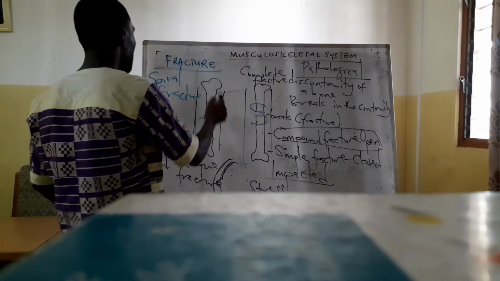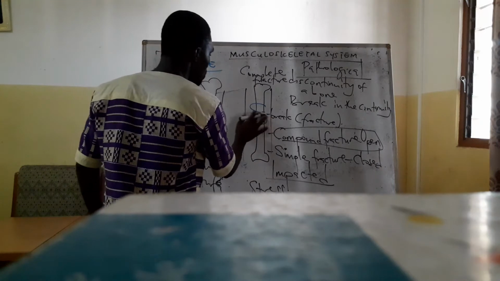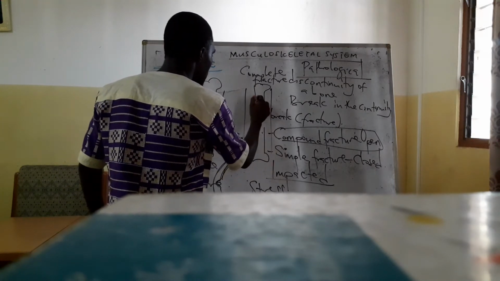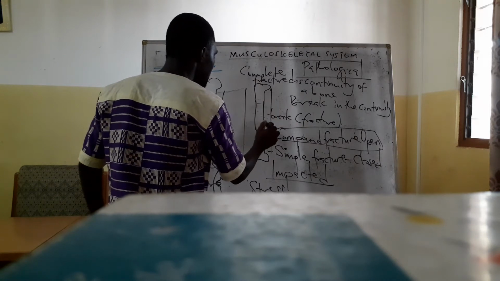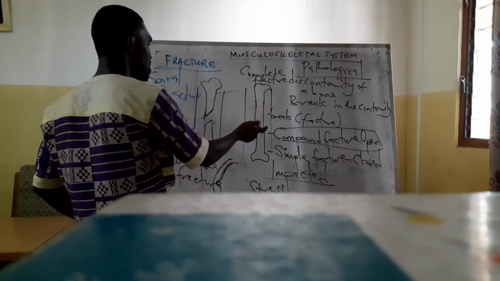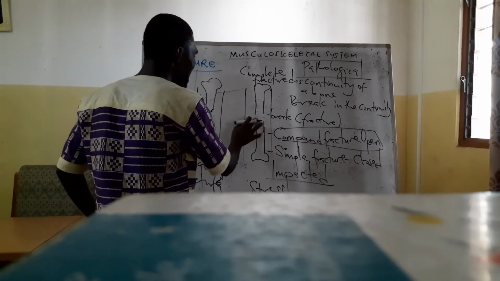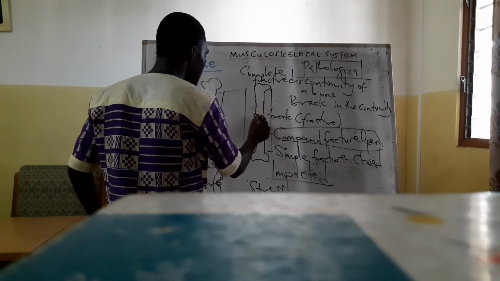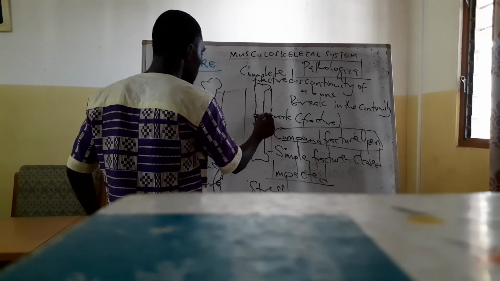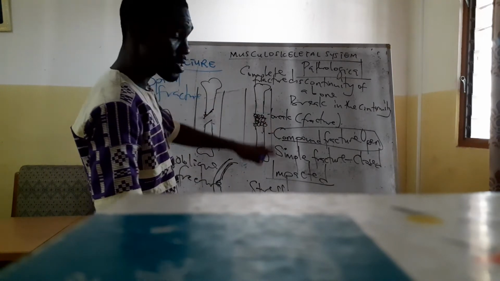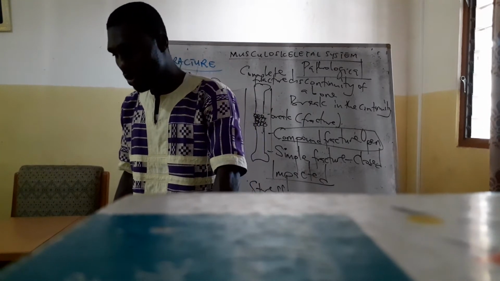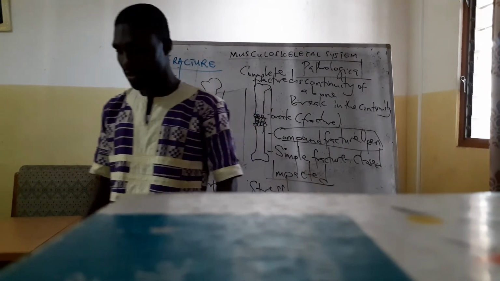Comminuted fracture. So let's assume that this is a bone, right? So this is intact, right? So the person sustains a fracture, and then there's a break in the bone, but it breaks into pieces, right? So as you can see, the bone is broken into pieces. So this type of fracture is termed as comminuted fracture, right?